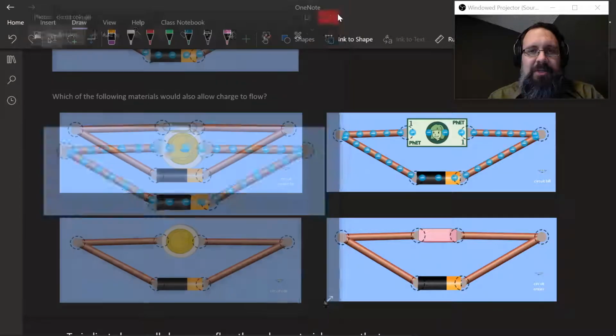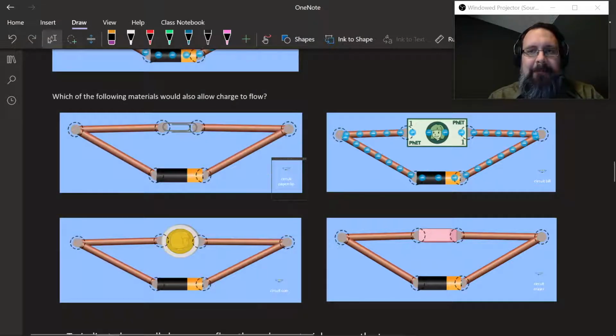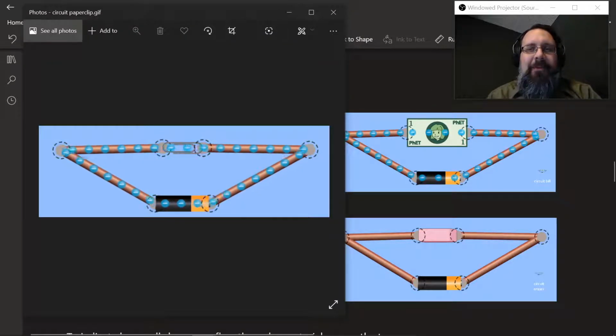Okay, I also heard someone shout out paperclip. Let's check if that one's right. Yep, the paperclip is also a conductor. Generally, we say that things that are made of metal, like gold or nickel or steel or iron, are all going to be conductors.